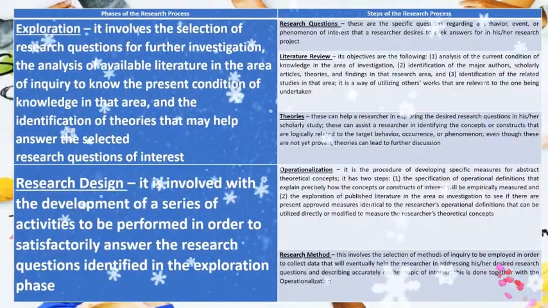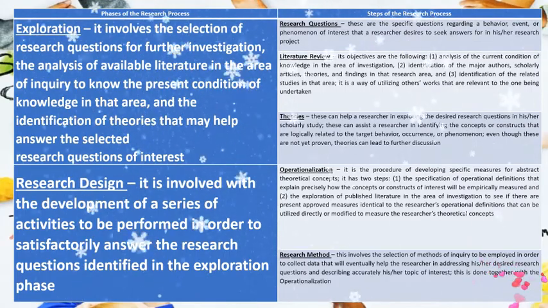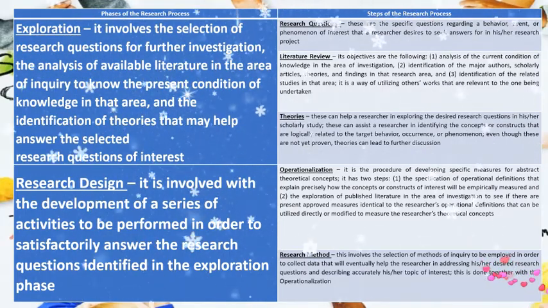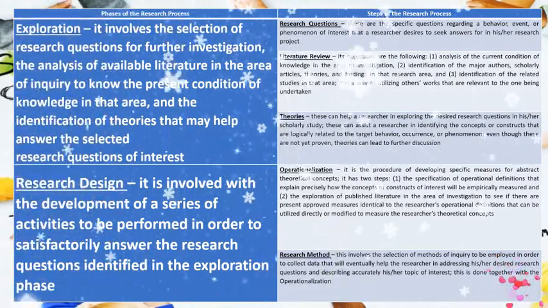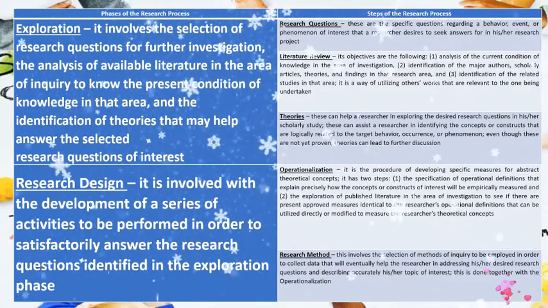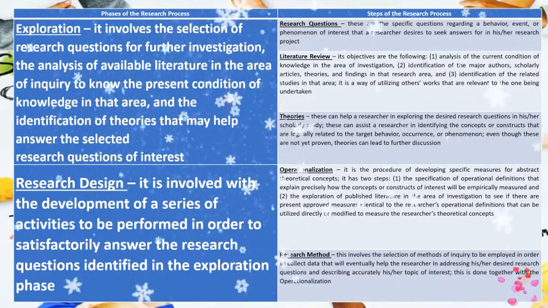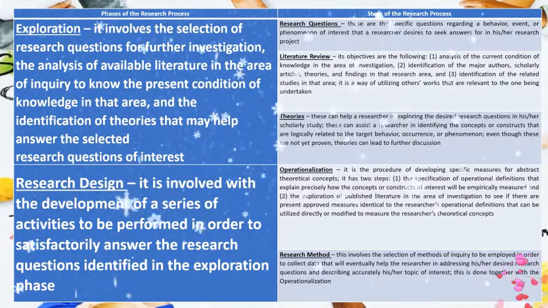Okay, class, as you can see on the presentation, there are two columns there. The first column is the phases of the research process, and the second column is the steps of the research process. So let's have first, under the phases of the research process, the exploration. So what is exploration?